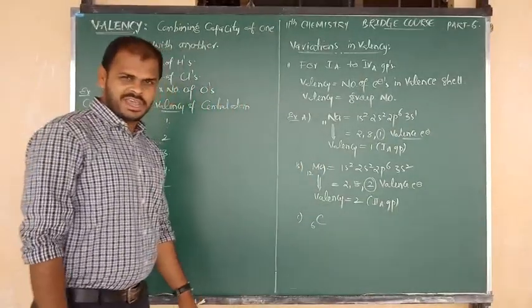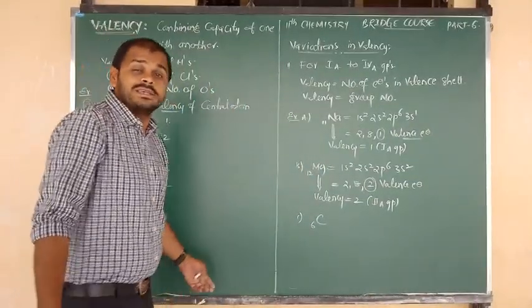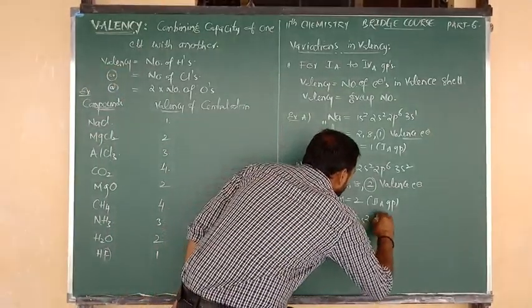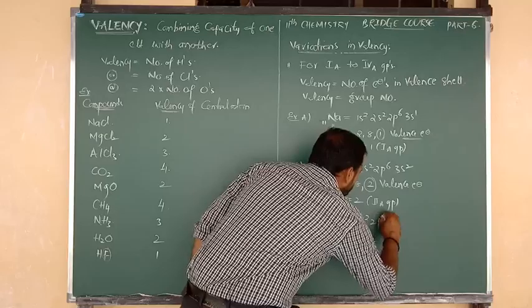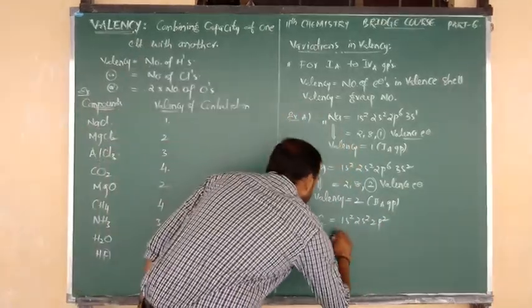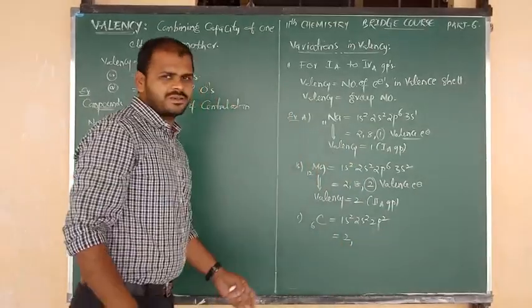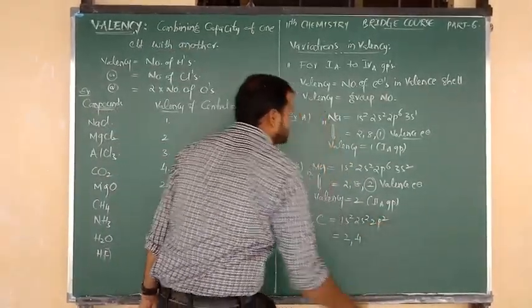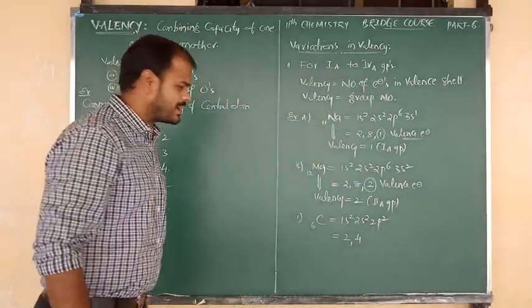Carbon symbol is C, atomic number is 6. What is the electronic configuration? 1s2, 2s2 and 2p2. Total 6 electrons are there. First orbit contains how many electrons? 2 electrons, that is 1s2. Second orbit contains 4 electrons because of 2s2 and 2p2.